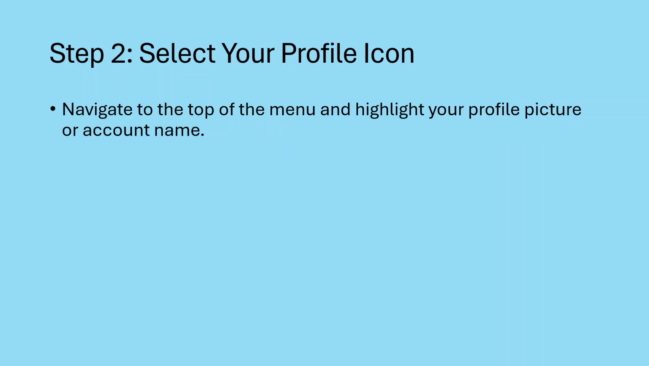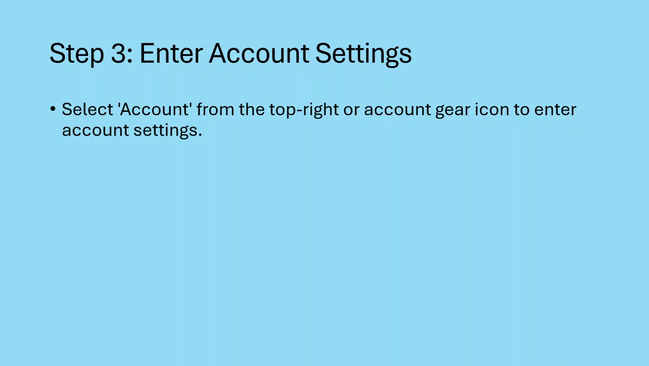Step 2. Select your profile icon. Navigate to the top of the menu and highlight your profile picture or account name. Step 3. Enter account settings. Select Account from the top right or account gear icon to enter the account settings.